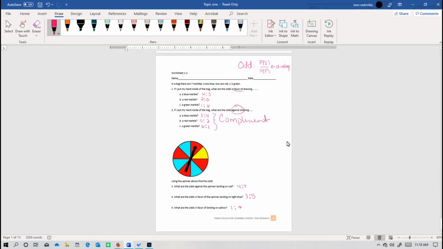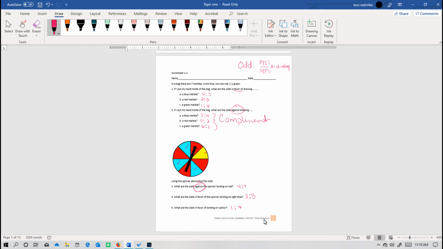All right, so these I'm just going to do common sense on the bottom. The odds against the spinner landing on red. Let's first do the against, which means the spinner spots that are not red. Well, I have 1, 2, 3, 4 that are not red. So the against comes first since the question asks for the odds against. Now I have to do the ones in favor of red. Well, there are 4 spinner sections that are red. So the odds will be 4 to 4.